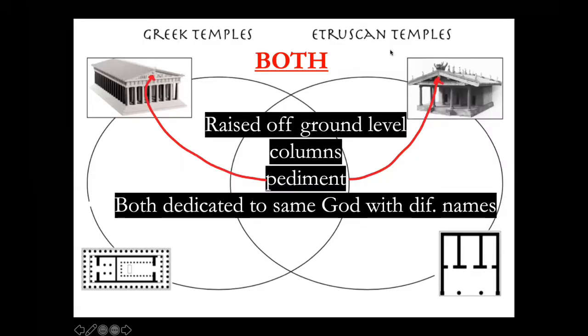All right, in the middle of the Venn diagram, we're going to put the things they have in common. They are both raised off of the ground, so they both have a platform. We're going to see this in most temples. They both are using columns. They both have a pediment, that's that triangular form on the top of the temple. And they're both dedicated to the same god, but with different names.